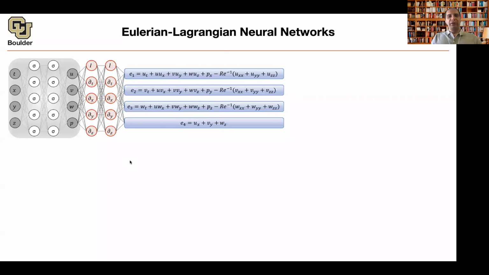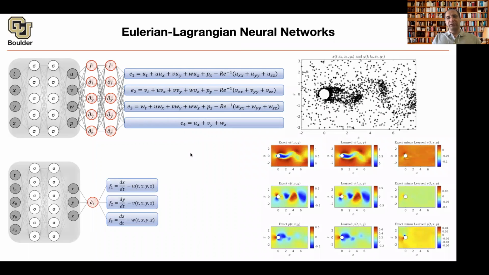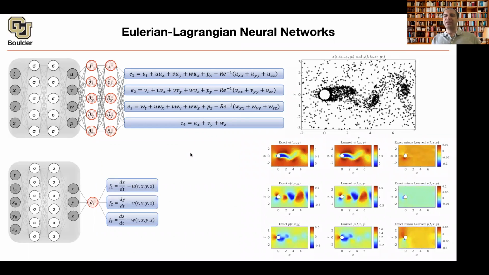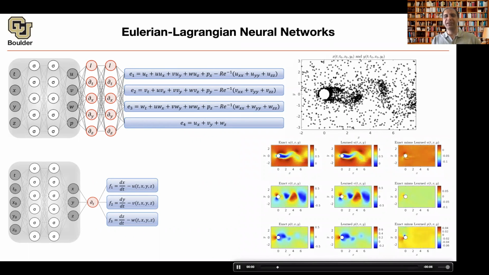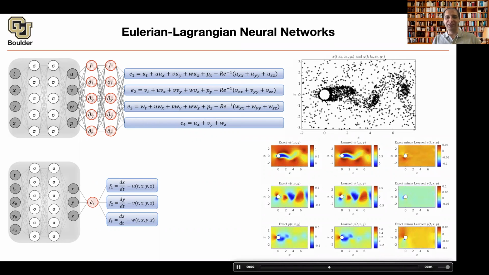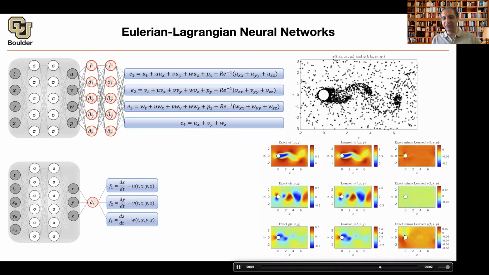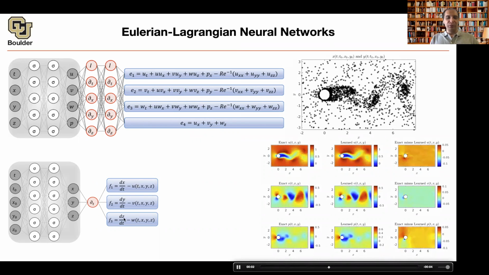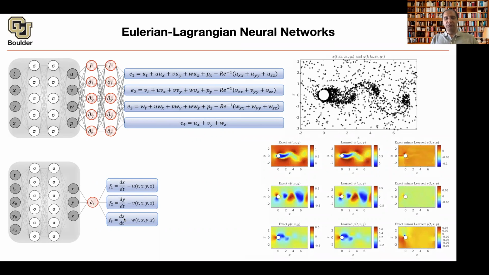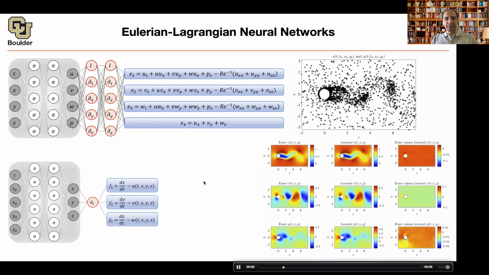You can do Eulerian and Lagrangian neural networks. This is exactly the slide that I started with. You inject particles in a flow. This is feasible in external flows, but not internal in the human body. And then knowing the Navier-Stokes equation and knowing the ODEs, we can compute the velocity and the pressure.